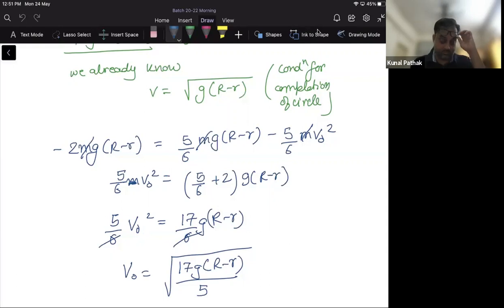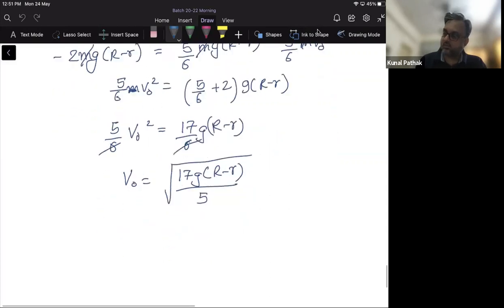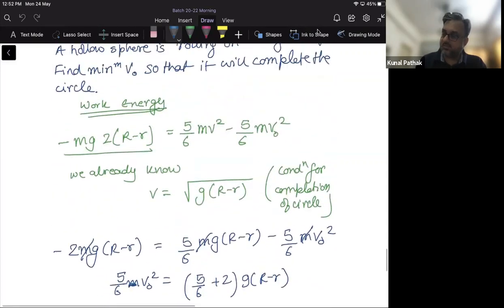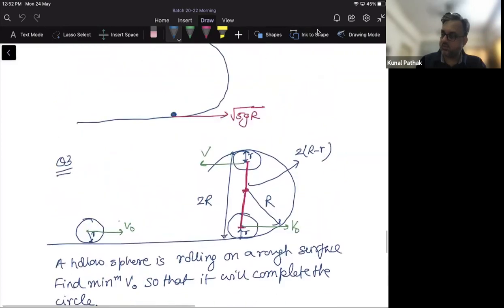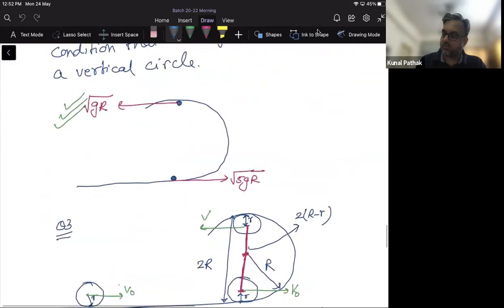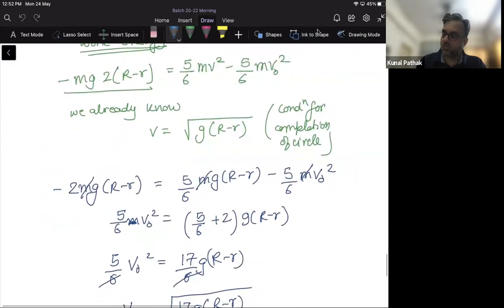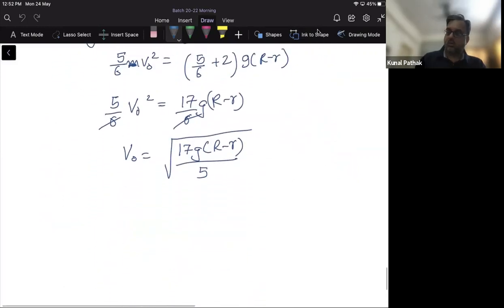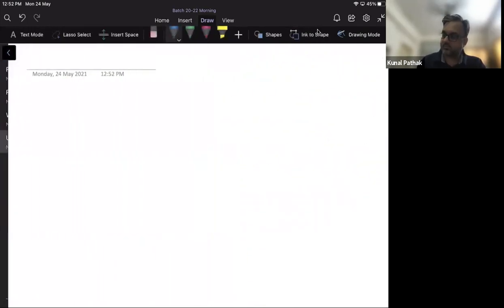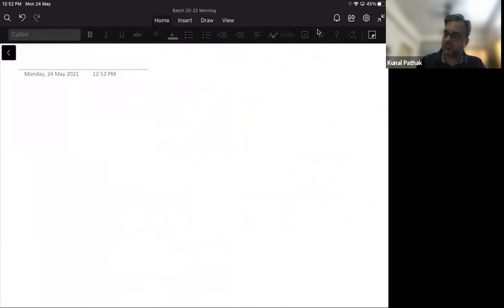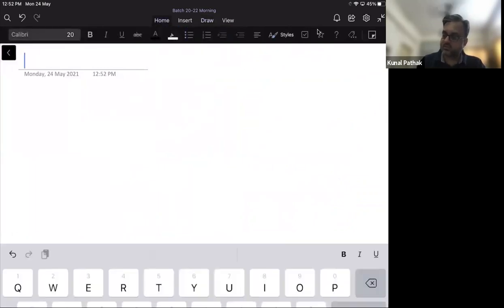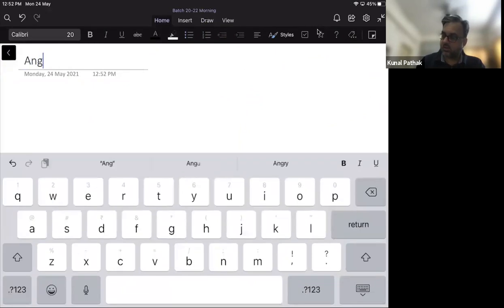Okay, so we were finishing off. We have finished off work, power, energy for rigid body dynamics. Next is angular momentum.